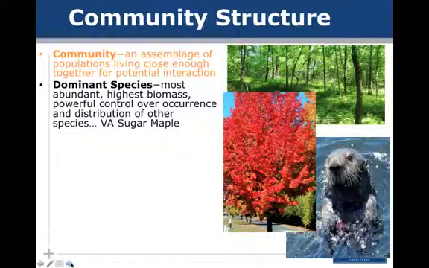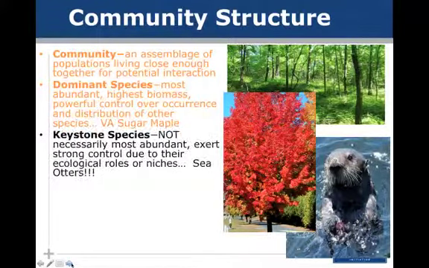Then you have keystone species, and these are species that are not necessarily the most abundant, but they exert strong control in their community due to their niche. And one of the examples of a keystone species is a sea otter, and we're going to talk a little bit more about the sea otter in this video. So there's a difference between the dominant species, which is the most abundant and highest biomass, versus these keystone species that might not be the most abundant and generally aren't, but they have a strong control on keeping the balance in that community.